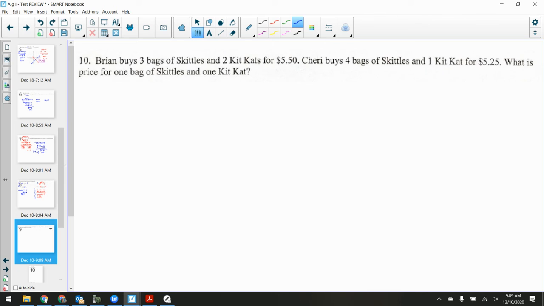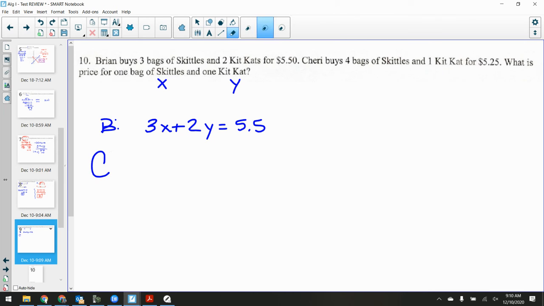Okay, I just have to set up my equations here. My 2 unknowns, Skittles, Kit Kat. Right? Those are my 2 unknowns. So Brian's equation looks like this. 3 bags of Skittles, 2 Kit Kats is 5.5. Sherry's equation looks like this. 4 bags of Skittles, 1 Kit Kat is 5.25. And now I just have to figure out a way to solve.